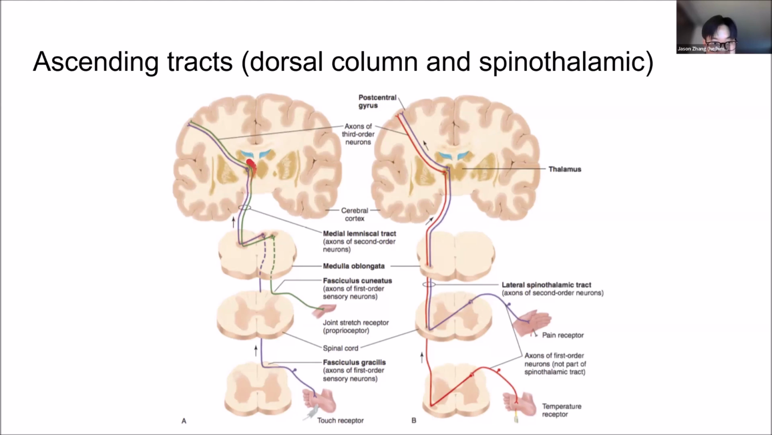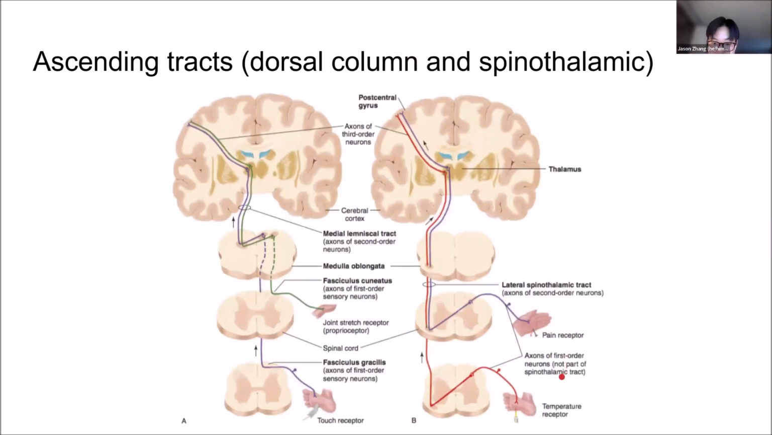And then it will go into your thalamus, and the thalamus is the relay point for pretty much all of your sensory pathways. And then there's a third neuron that will go from your thalamus to your somatosensory cortex, where it'll be processed. So that's for the dorsal column. And then the last one I'll talk about is the spinothalamic column. And this again is for pain and temperature.